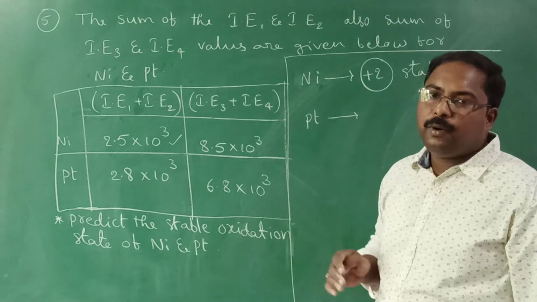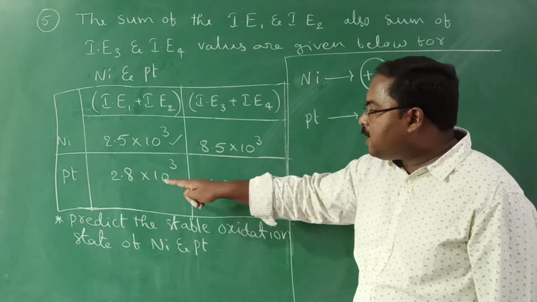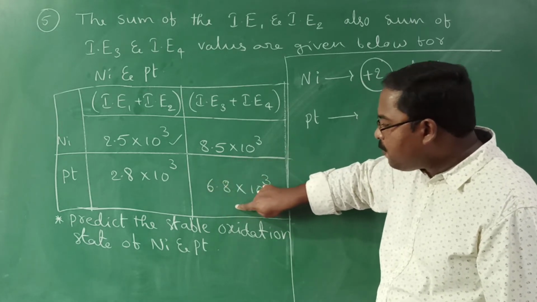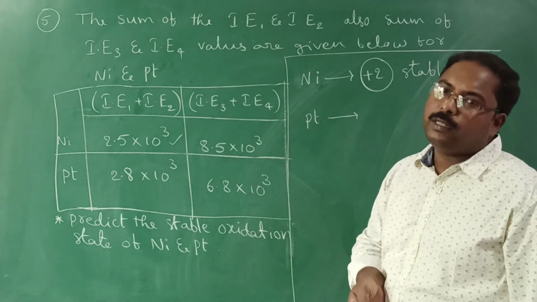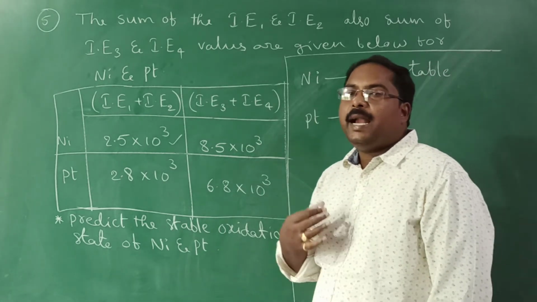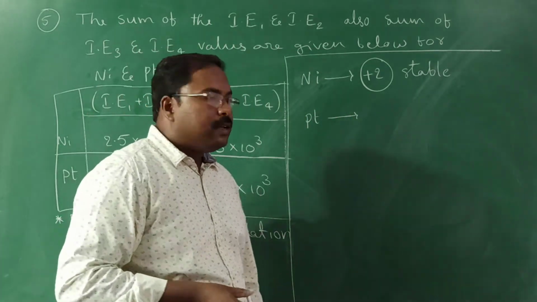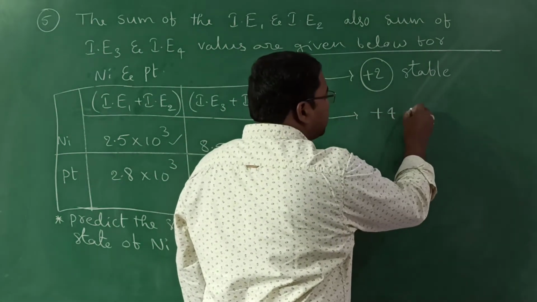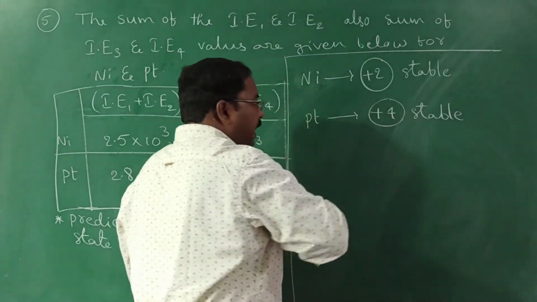Forget about the value, how much they gave. We need to compare those values. In the case of platinum, it requires less energy compared to nickel to lose the 4th electron. It means platinum has more tendency to lose those 4 electrons. So platinum will be more stable in the +4 state.